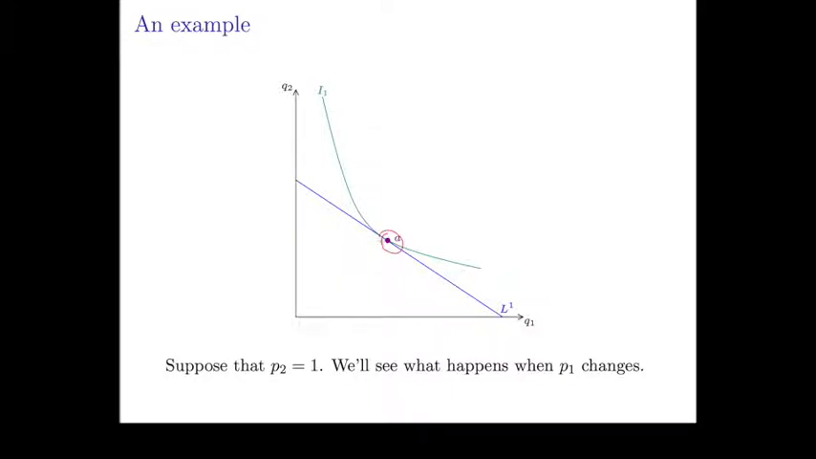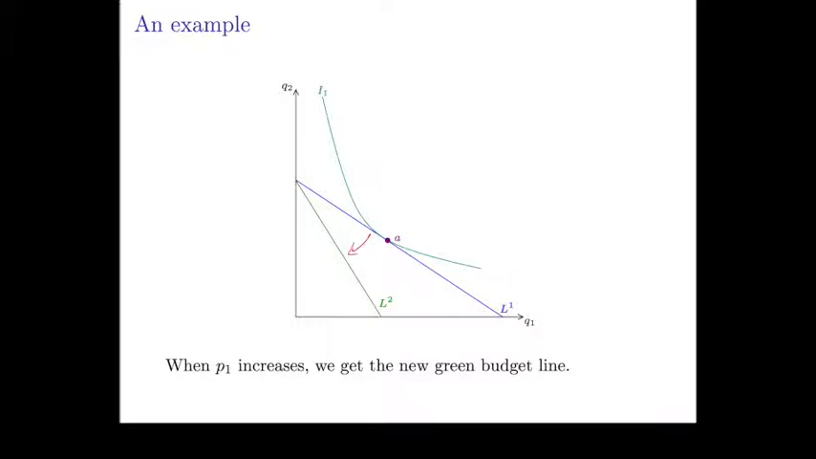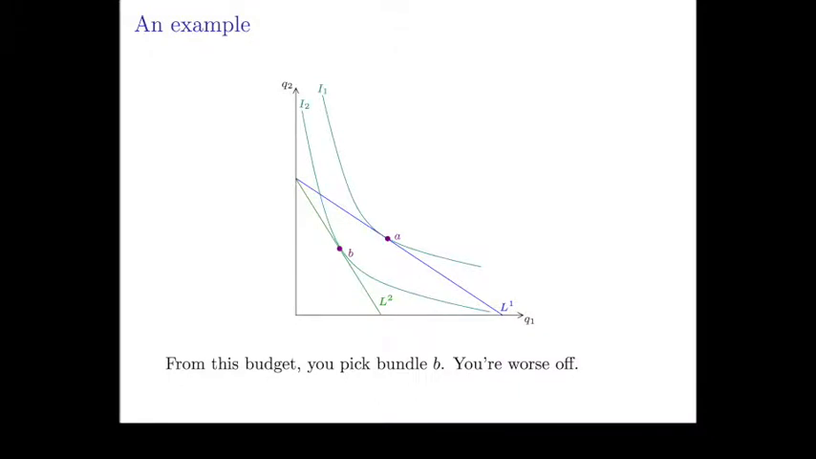Originally, you picked this bundle A, and you're on the indifference curve I1. Now let's suppose the price of good 1 goes up. So we have that the budget line rotates inwards from L1 to L2. So we have this new budget line, L2. Suppose from this new budget line, you picked bundle B, and you're on the indifference curve I2. Of course, because the price went up, you're going to be worse off. You move from a higher indifference curve to a lower indifference curve.